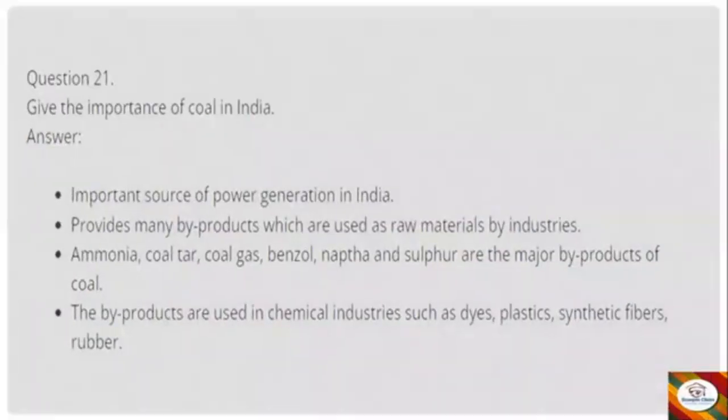Next, question 21. Give the importance of coal in India. Answer. It is an important source of power generation in India. Second, it provides many byproducts which are used as raw materials by industries. Third, ammonia, coal tar, coal gas, benzol, naphtha, and sulfur are the major byproducts of coal. The byproducts are used in chemical industries such as dyes, plastics, synthetic fibers, and rubber.